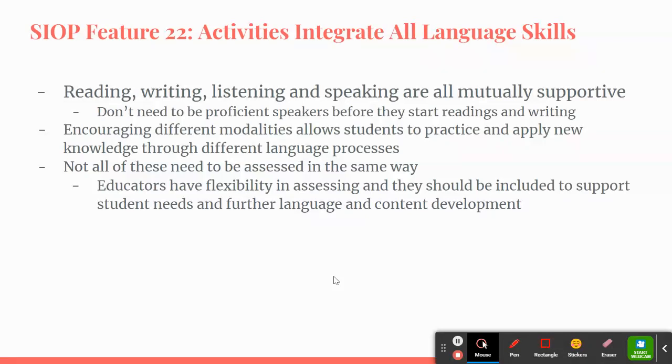Students don't need to be proficient speakers before they start reading and writing. And when we encourage these different modalities, it allows our students to practice and apply new knowledge through different language processes. And not all of these need to be assessed in the same way. So teachers do have that flexibility in assessing, and they should be included to support student needs and further language and content development. Again, the practice itself is important. So practicing in one area helps development in the other areas also.